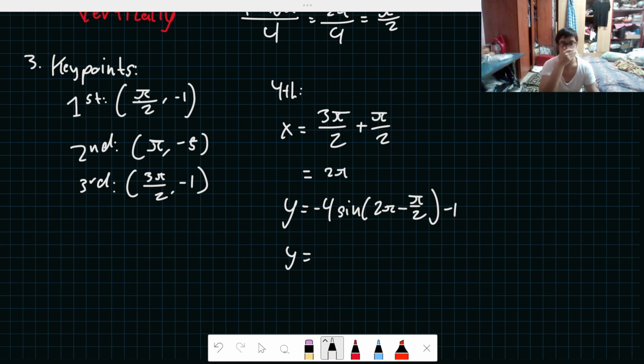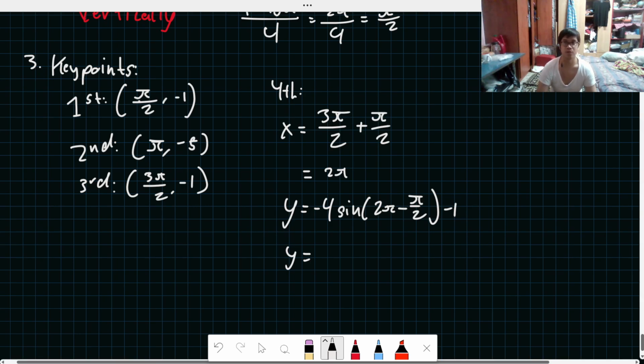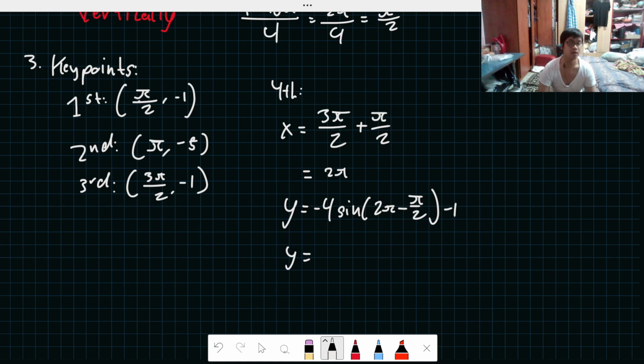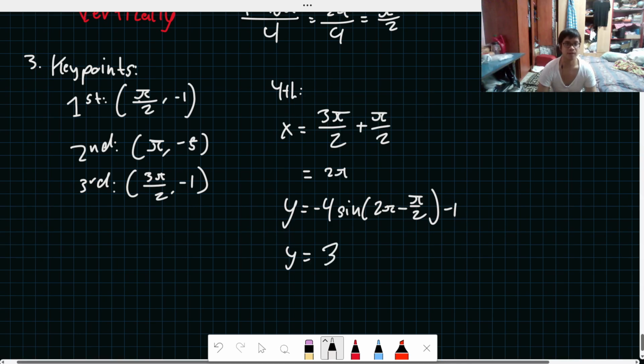Okay, 2 pi minus pi all over 2, I do believe that's 3 pi all over 2. 2 times 2 pi, that's 4 pi, and minus 1, 3 pi. Yeah, so it's 3 pi all over 2. So negative 4 times sine of 3 pi all over 2, that will give you negative 1. Negative 4 times negative 1 will give you 4. Minus 1 will give you 3. All right, that's it. So therefore, your fourth key point would be 2 pi and 3.